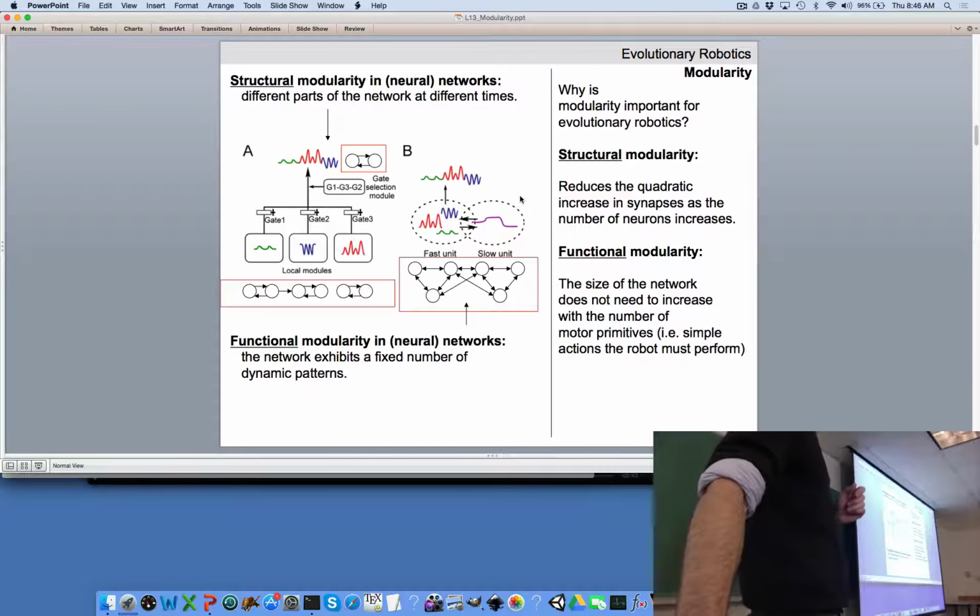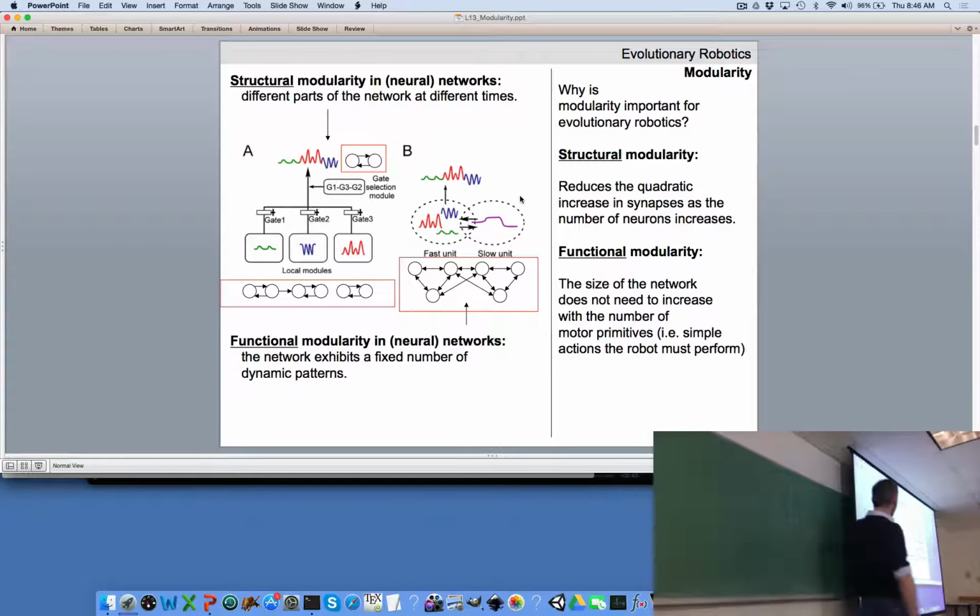We can talk about structural modularity, where if we look at the network, we can actually see separate modules, which is useful because now we don't have every neuron connected to every other neuron, right? Which means that the number of synapses no longer increases quadratically, right? Number of sensors times number of motors. If we can reduce this a little bit, we have fewer synapses, which means we have a smaller genotype, which means we have a smaller space for evolution to search. It's one of the benefits of structural modularity.